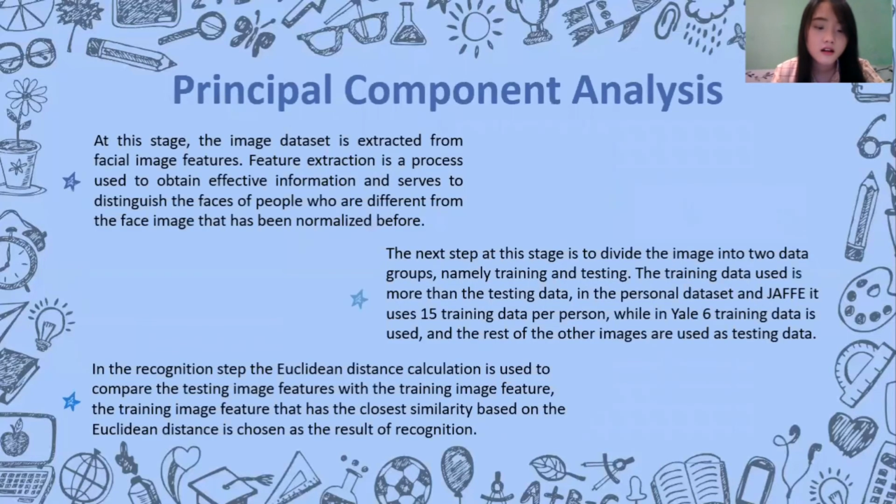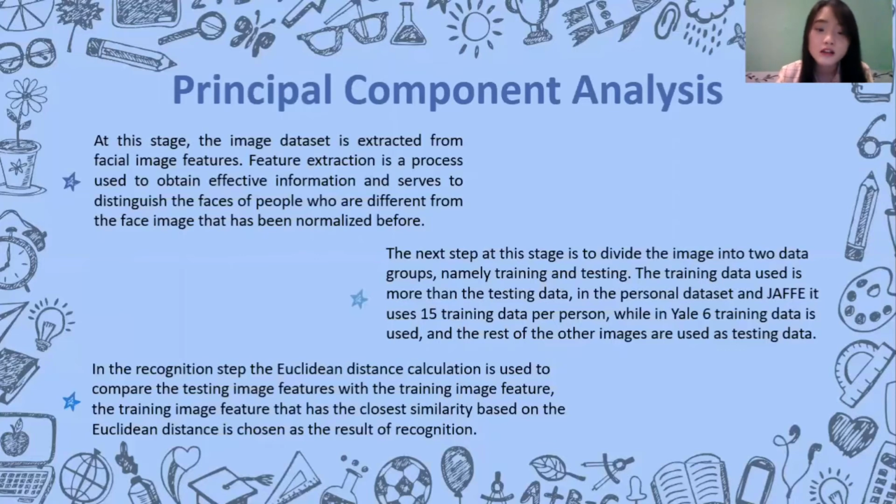Next, principal component analysis. At this stage, features are extracted from the facial image dataset. Feature extraction is a process used to obtain effective information and serves to distinguish the faces of different people from the face images that have been normalized before.